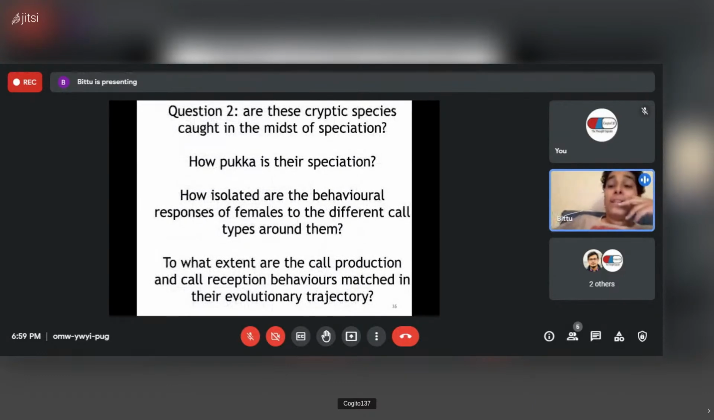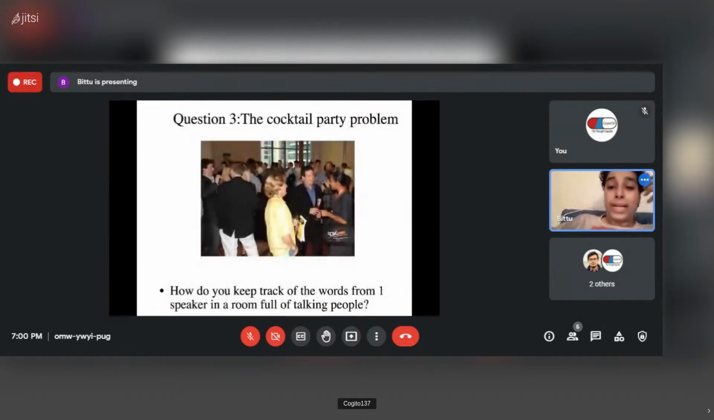So of course, this system throws up very interesting questions such as, are these cryptic species that are caught in the midst of forming separate species? How pakka are they? Is there separation from one another? When you see new types of call emerge, how are these different new types of call recognized, and so on?